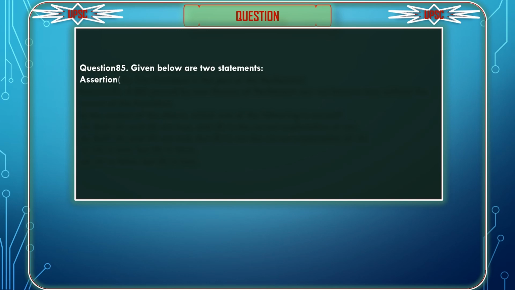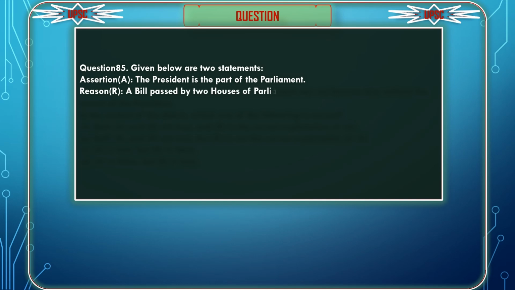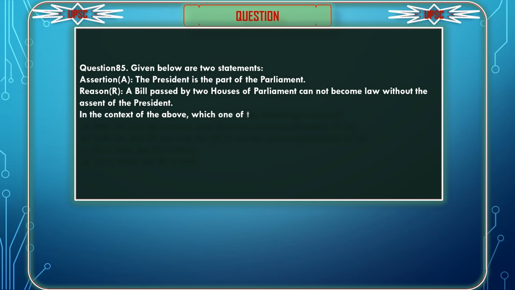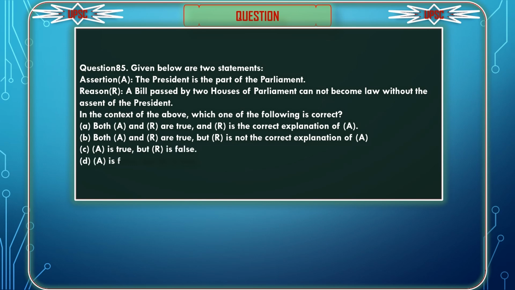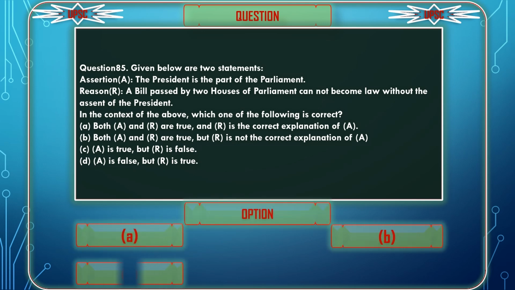Question 85. Given below are two statements. Assertion A: The President is a part of the Parliament. Reason R: A bill passed by two Houses of Parliament cannot become law without the assent of the President. In the context of the above, which one of the following is correct? A. Both A and R are true, and R is the correct explanation of A. B. Both A and R are true, but R is not the correct explanation of A. C. A is true, but R is false. D. A is false, but R is true.